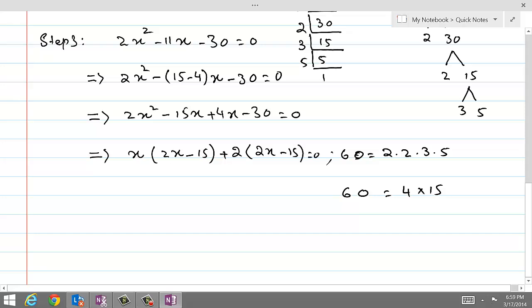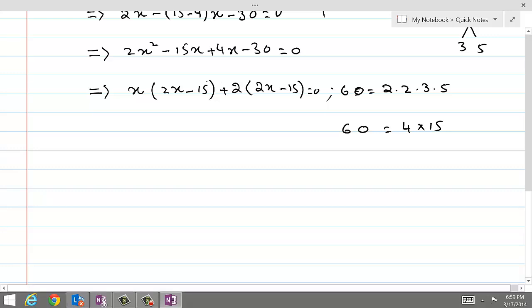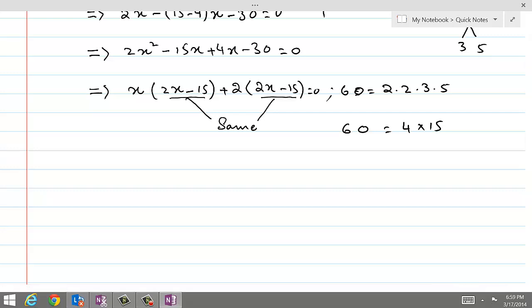So here we got these two factors. Let's do a checkpoint here: this term and this inside factor must both be the same if we were doing everything right. And because they are the same, it means that we have done everything right so far.